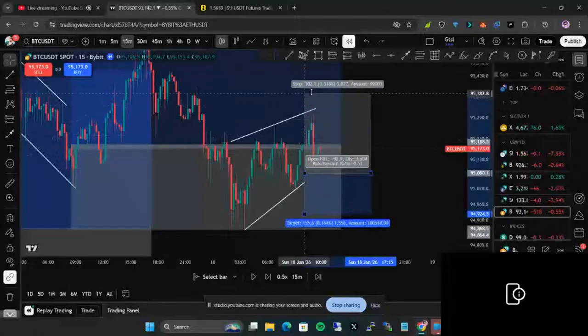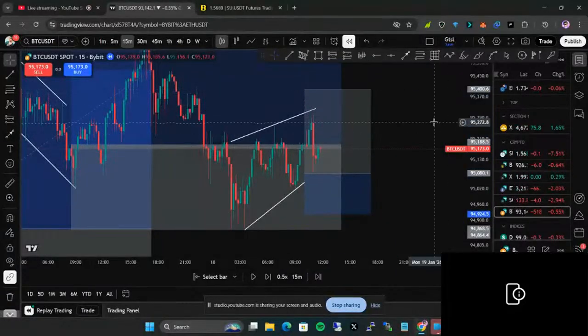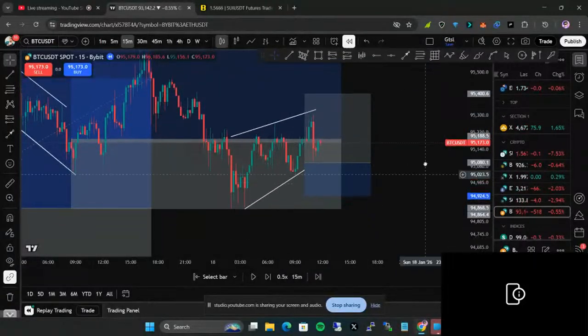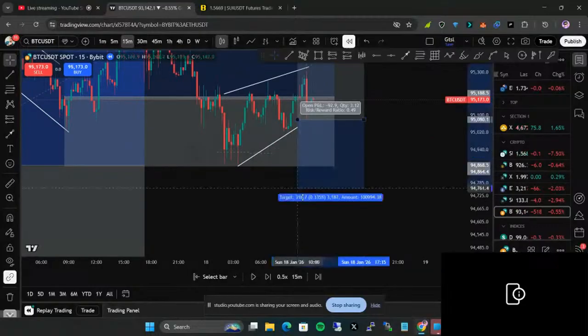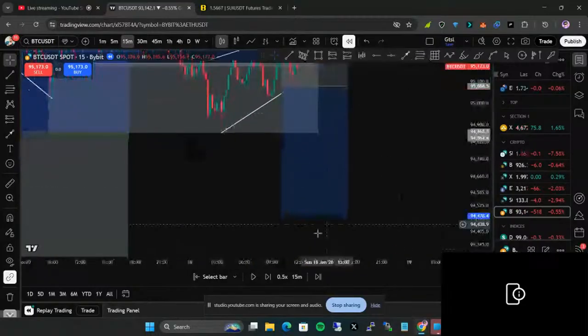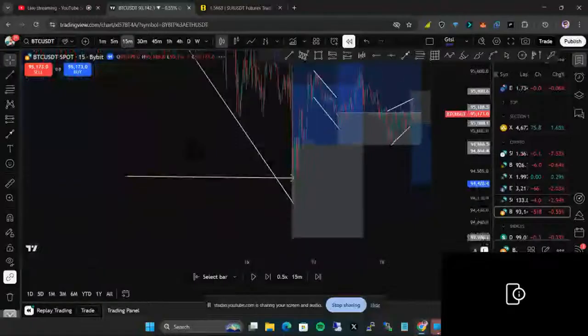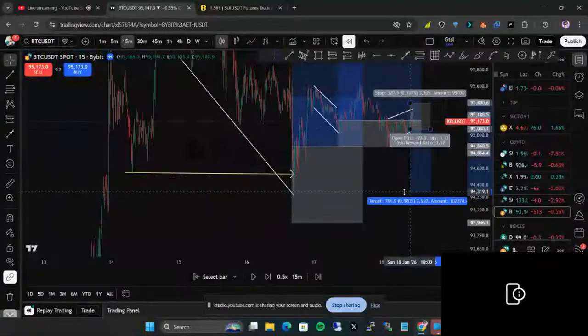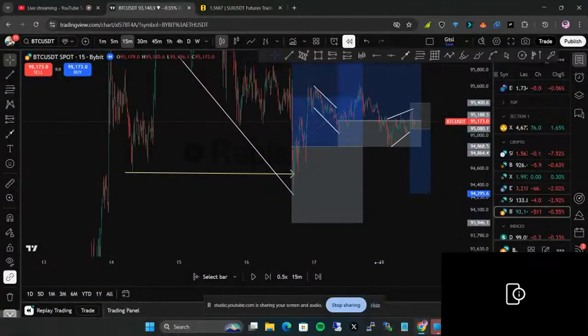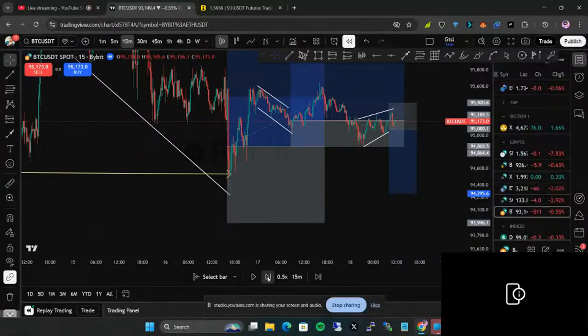bearish candlestick, and we have our SL above. So let's assume you get into this trade and you are targeting your support level, which is this area right here. So let's play that and see how it plays out.